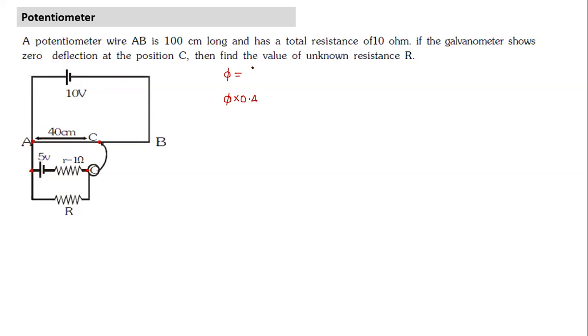So potential gradient will be equal to V divided by L_AB, which in volts per meter is 10 volts per meter. So what is the potential difference? The potential difference is 4 volts. It is equal to I into capital R. And what is I equal to? 5 divided by the total resistance, 1 plus R, into R. That's a simple equation, and you can easily find the value of R.